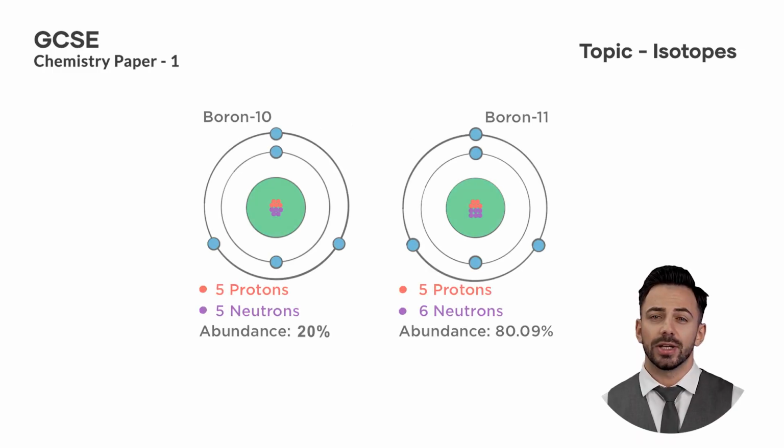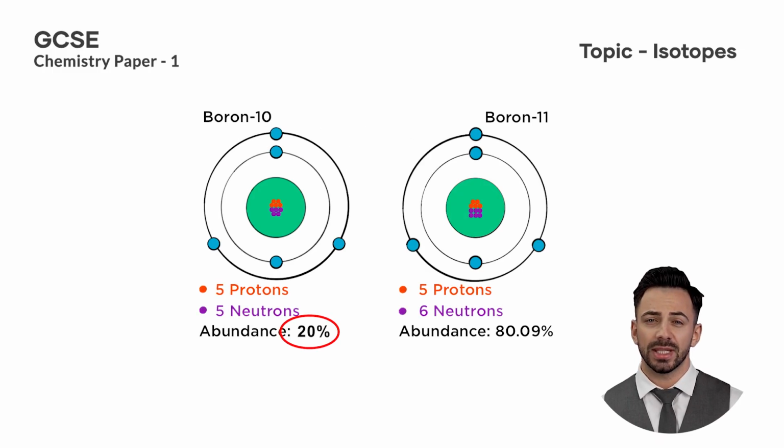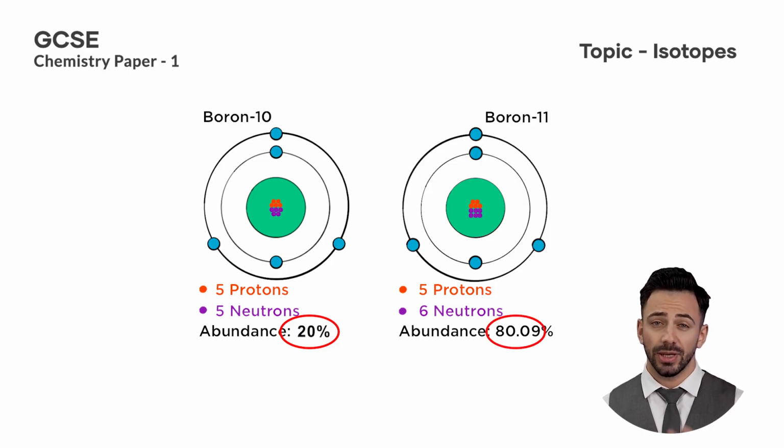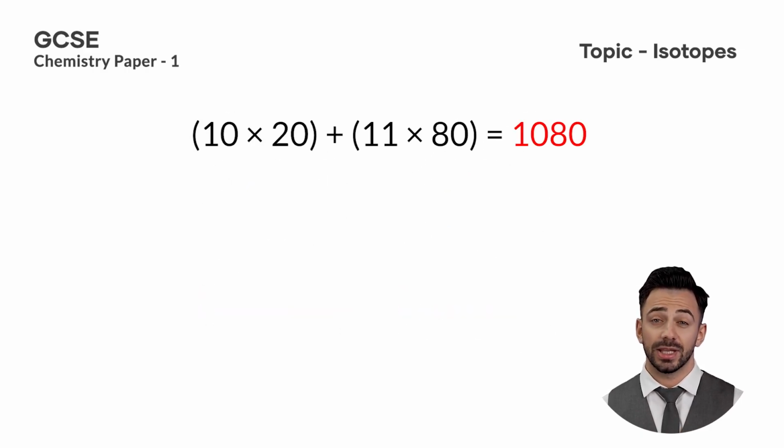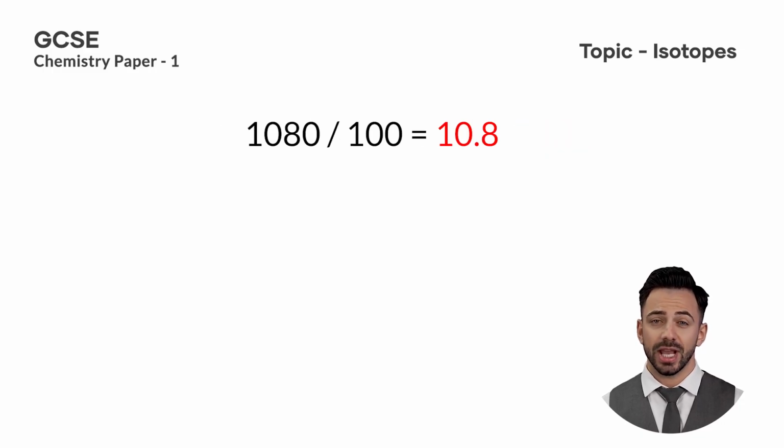Let's try boron. Boron 10 is 20% and boron 11 is 80%. 10 times 20 plus 11 times 80 equals 1,080. Divide by 100 and the relative atomic mass is 10.8.